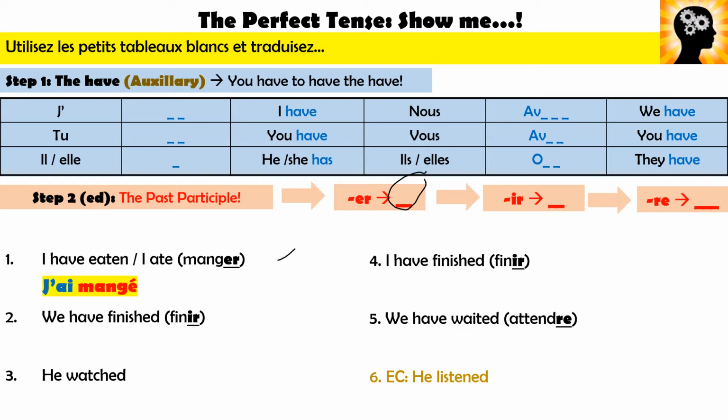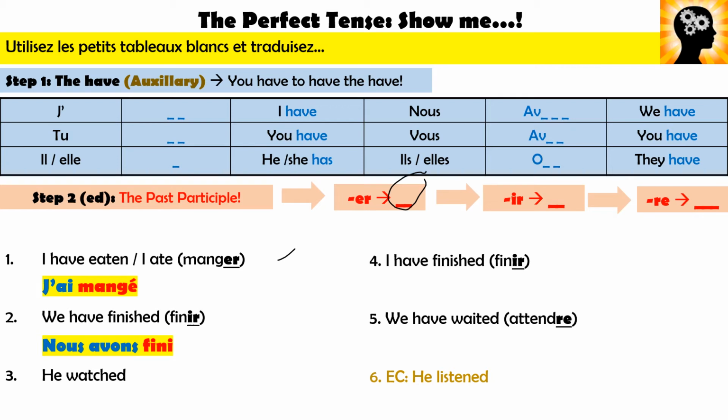And then the ER changes to an E with an accent. Second one then. We have finished. Now I need to say we have. So I take nous avons. And then the IR changes to an I. Put it all together. Nous avons fini. Voila. See what I've done?